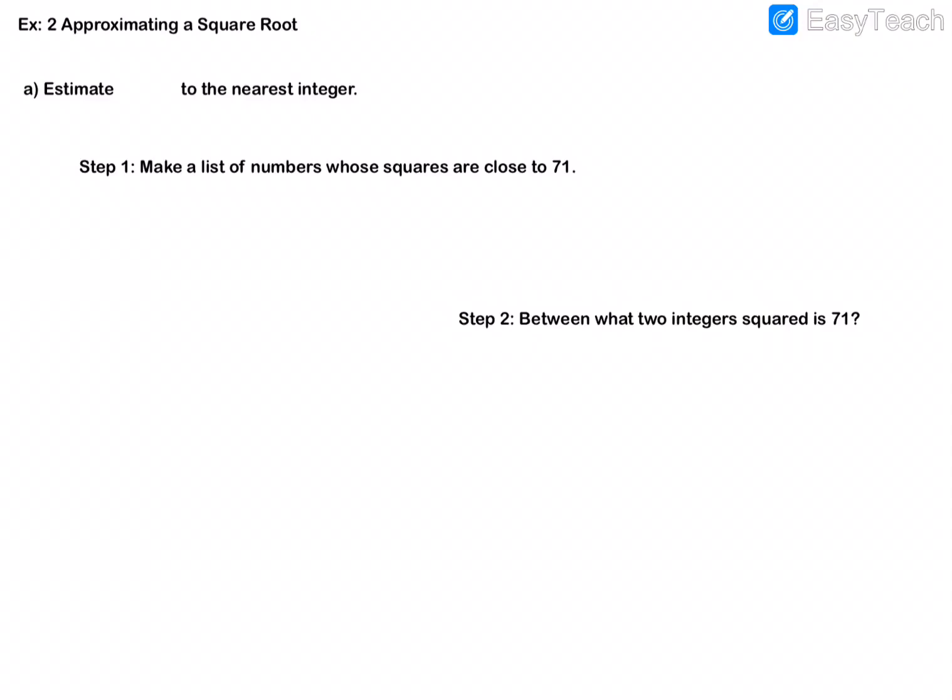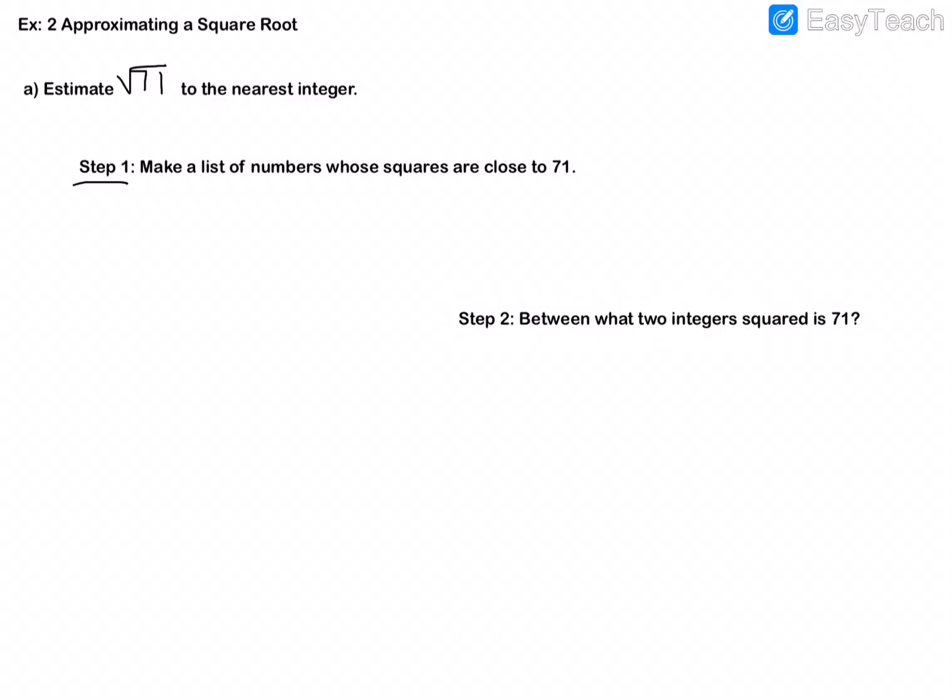Okay, so this part here, we're going to estimate the square root of 71 to the nearest integer. Again, integer is just a whole number, okay? So the first step, step 1, is to make a list of numbers whose squares are close to 71. Okay, so you could even look back at your square roots and cube roots sheet, where you can see your list of perfect squares, or you can just kind of start at a number.